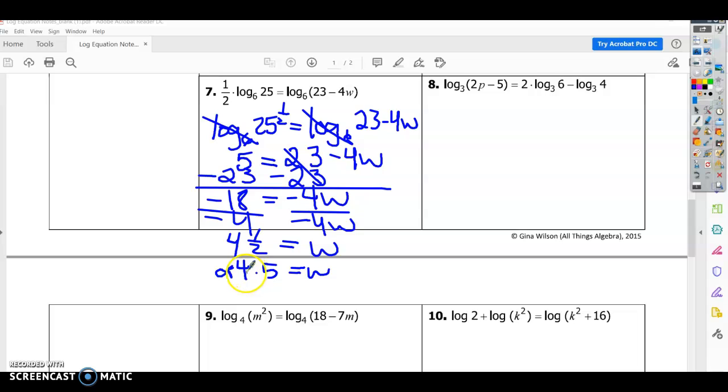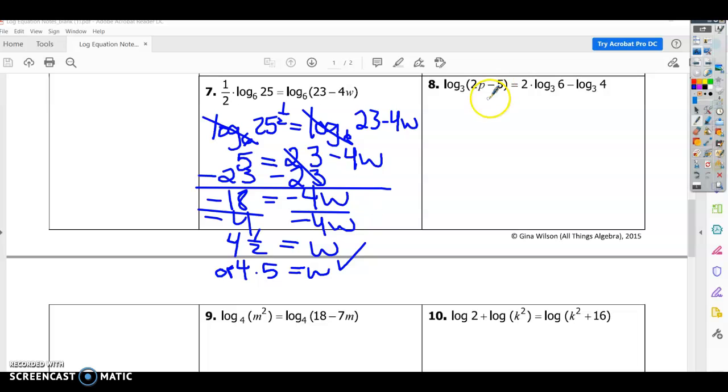Excuse me. All right, now plug that back in and check it. So we know the left side, 25 to the 1/2 power, this side is going to be 5. Let's see what this is if we put in 4.5 on this side. So negative 4 times 4.5 is negative 18, and 23 minus 18 is 5. So same thing as 25 to the 1/2 power. So that one does work. All right, let's see if we can get one more in before the video ends.